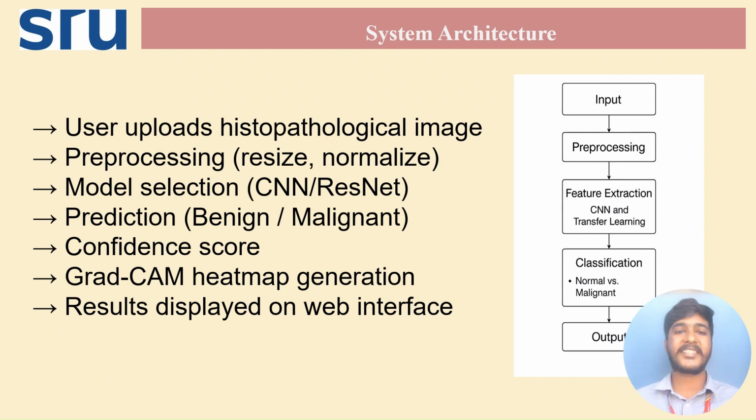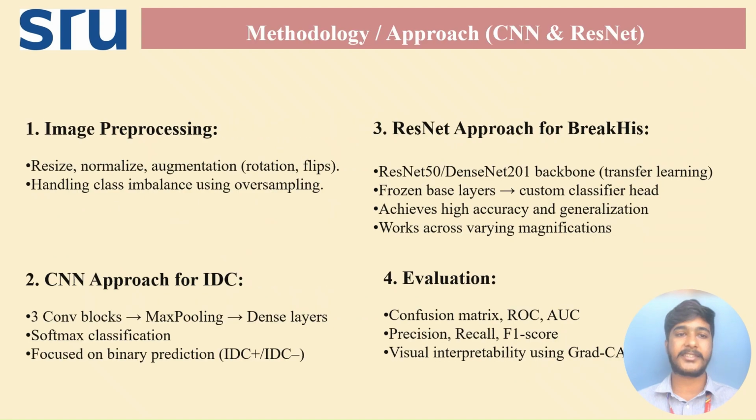The system architecture follows a simple flow. The user uploads a histopathology image. The image is preprocessed, resized, and normalized, and the appropriate model is selected. The model predicts whether the tissue is benign or malignant. A confidence score is generated. Grad-CAM produces a heat map showing important regions. The results are displayed through our web interface.